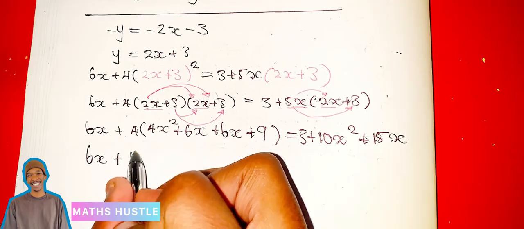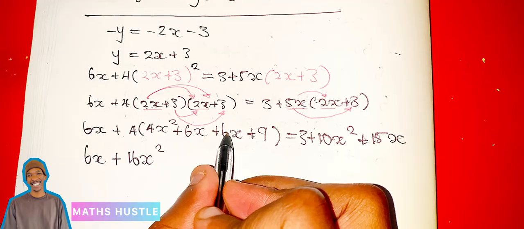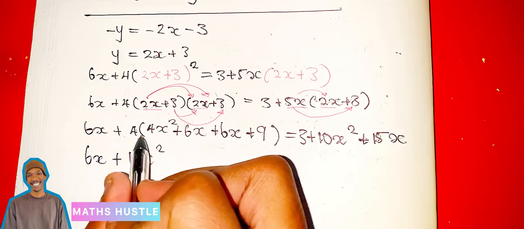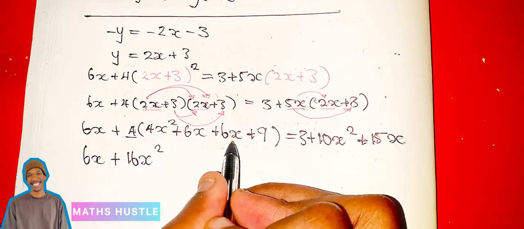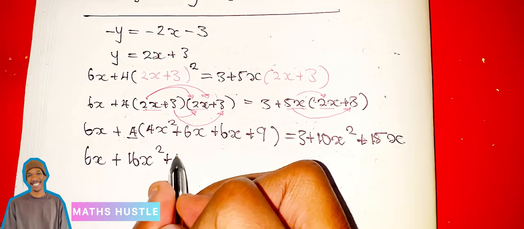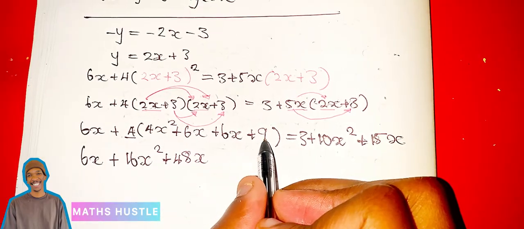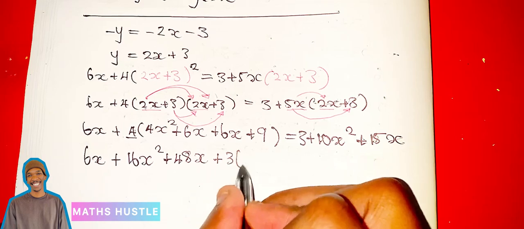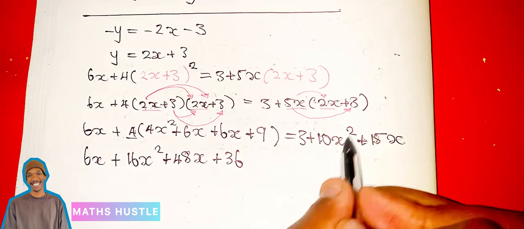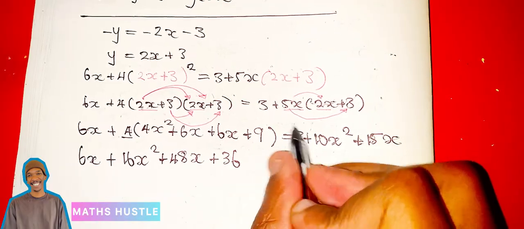4 multiplied by 4 is 16x squared. 6 plus 6 is 12, right? And 4 times the 12 is what? 48. 4 times 9 is 36. These will come over to the other side so that we can further simplify them.